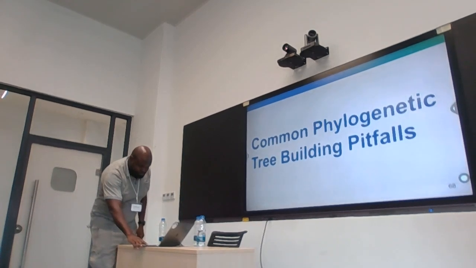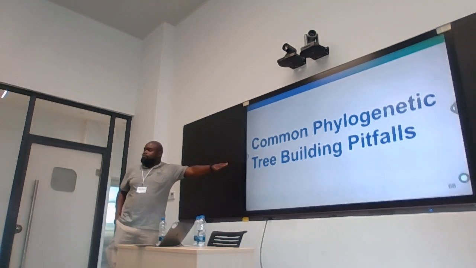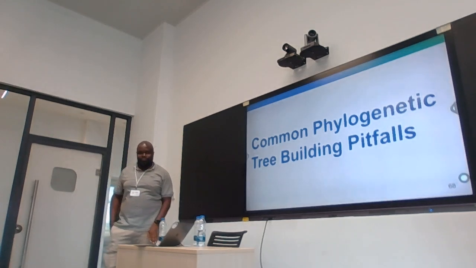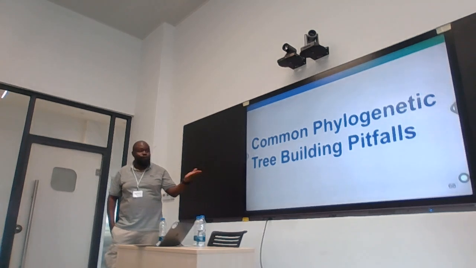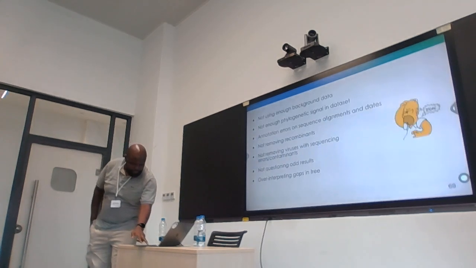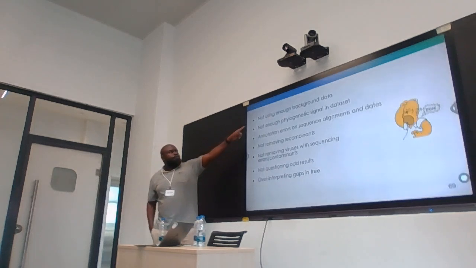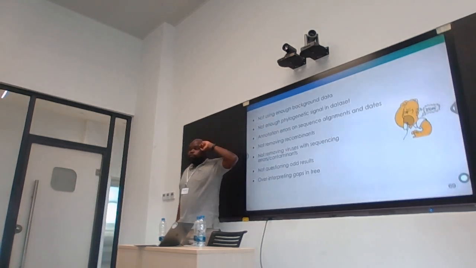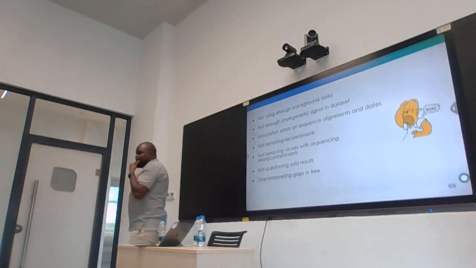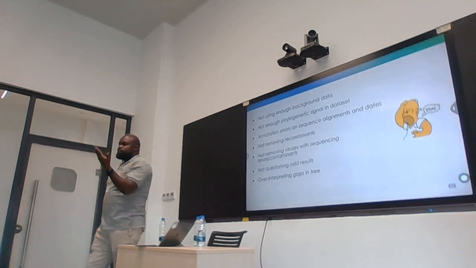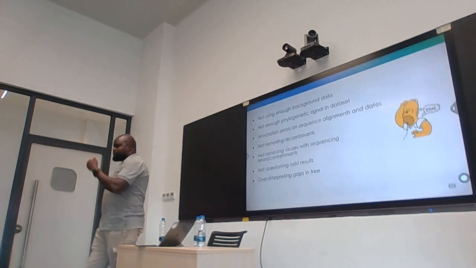As we finish, we have to think about common mistakes, common pitfalls that we make when we are building a tree. Not using enough background data. So tomorrow we'll see how we download background data. Okay? So let's say you are doing some sequencing for Mpox, correct? Nehemi has sequences from Burundi, right? What would you consider background data for your data set?